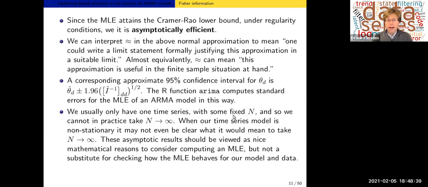Okay, so once you have an asymptotic limit of that type, it suggests a confidence interval where you take the standard error corresponding to the standard deviation of that normal limit, and then if you want a 95% confidence interval, you have plus or minus 1.96 times that standard error. And that's what the R function ARMA does when you just ask ARMA to go ahead and do maximum likelihood estimation.